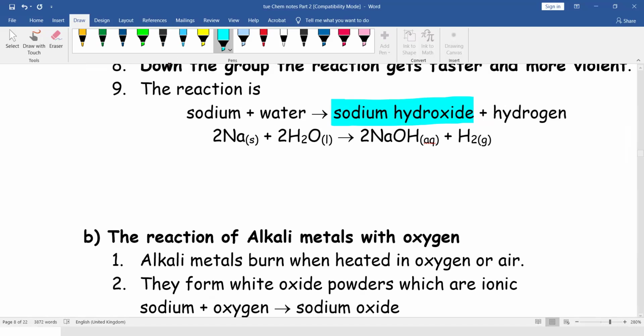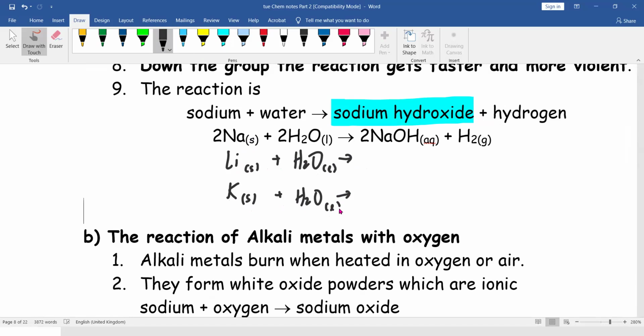Okay. So what you do is you take a piece of sodium or lithium or potassium. These are metals. Metals are solid. Water is a liquid. When it dissolves, it becomes an aqueous solution. An aqueous solution is something in water. Water is liquid. Salt in water, salt water, is aqueous.